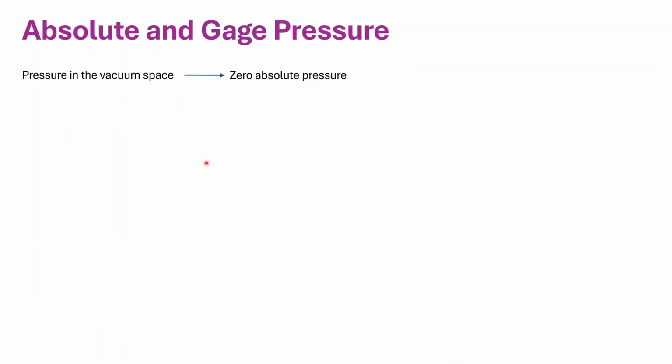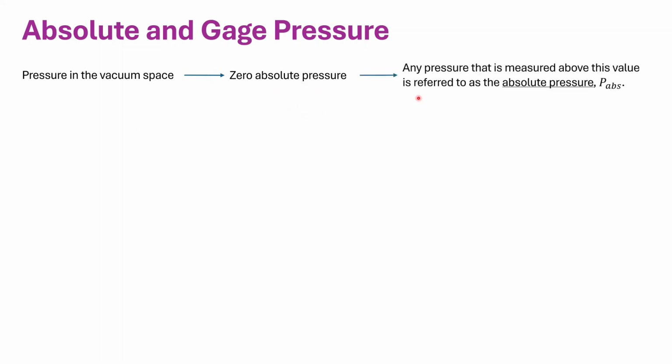All right, next topic is on absolute and gauge pressure. Pressure in the vacuum space is zero absolute pressure, and any pressure that is measured above this value is referred to as absolute pressure, or we can show it as P sub ABS, which is pressure absolute.